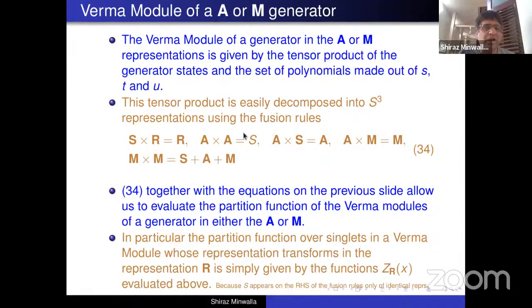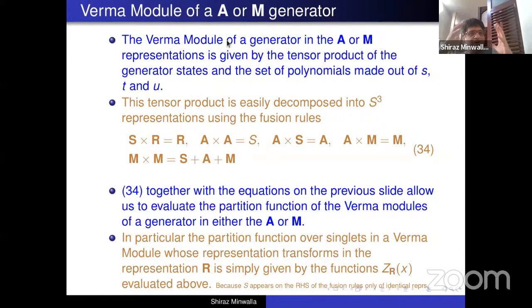For current purposes, all I want you to look at is the following. You only get an S on the right-hand side of one of these relations if the two representations are the same. This is very similar to SU(2). You only get a singlet in SU(2) if you fuse J with J. You never get a singlet when you fuse J1 with J2 and J1 is not equal to J2. And so this tells you that if you're going to fuse two representations and then pick out the singlet, you're only getting them when these two representations are the same.